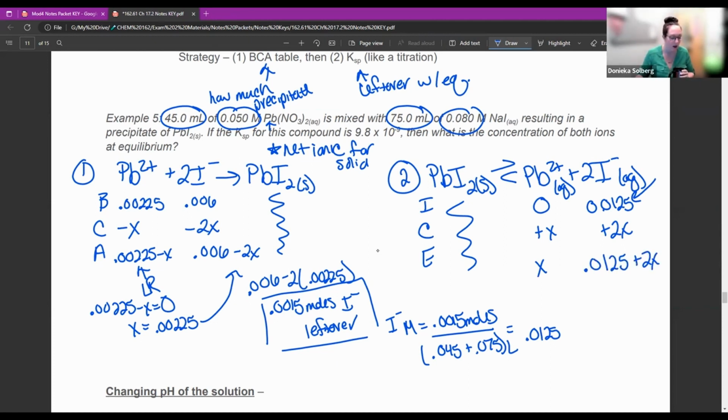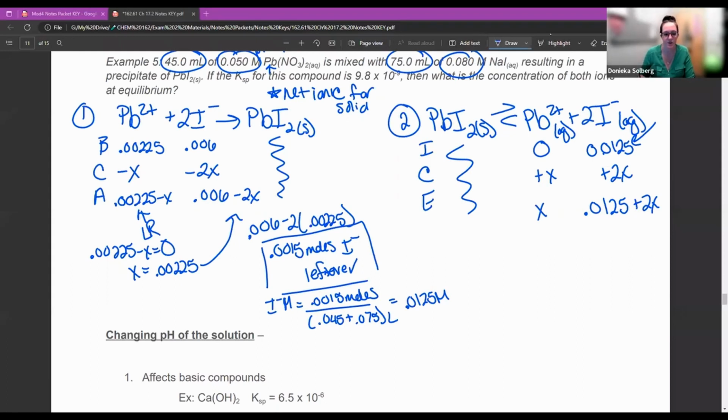All right, let's see, what am I even looking for here? I have the KSP, so I can solve for x, and I want to know what is the concentration of both ions at equilibrium? So that means I want to know the lead and the I. So I want these two values. All right. So I'm kind of running out of room here. So I'm going to move this really quick. Hang on. Oh, okay. So I just moved that down here.